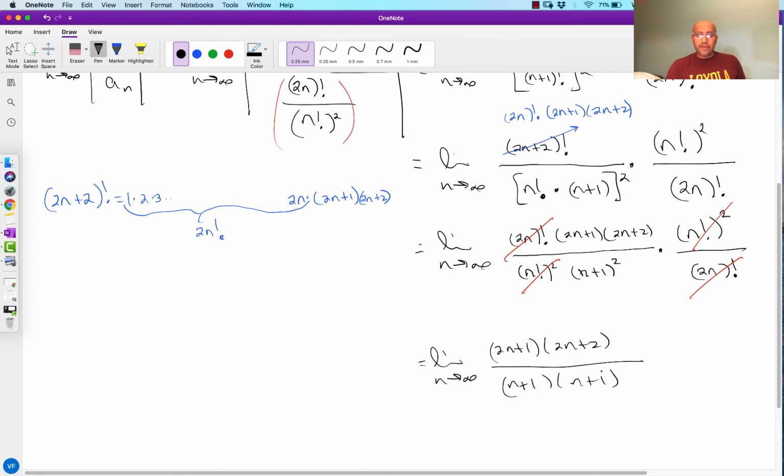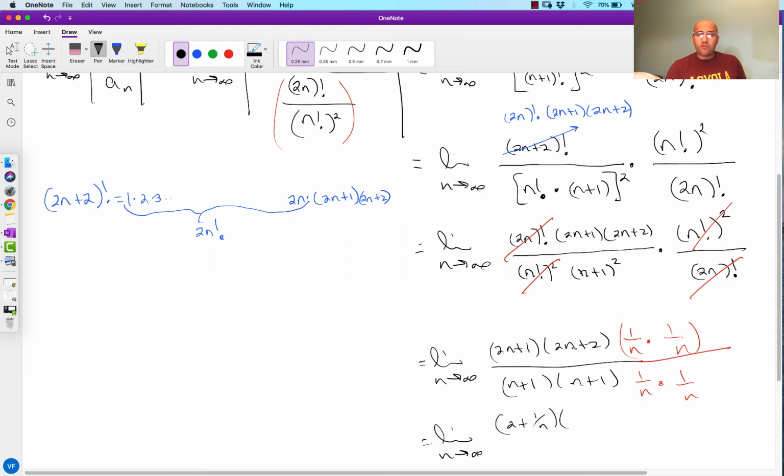I could FOIL it and simplify it that way, or another little trick here is that I could multiply the numerator by 1 over n times 1 over n, and the denominator by 1 over n times 1 over n. As long as I introduce a new version of 1, I haven't changed the fraction. The reason I wrote it this way is because I want to multiply each one of these binomials by one of these and distribute it inside. So this first binomial can be written as 2 plus 1 over n.